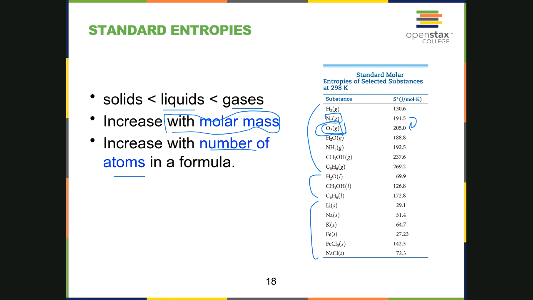Now, another one we can look at is the number of atoms that are in a formula. So for this one, let's compare water to methyl alcohol. The water has 3 atoms in the formula. The methyl alcohol, CH3OH, has 4, 5, 6 atoms. So it's got more atoms in the formula. And if we compare the entropy over here, you can see that it's going from 188 up to 237. So it's also higher. So if you had to rank some molecules, you could rank them for their entropy based on their molar mass or based on the number of atoms.